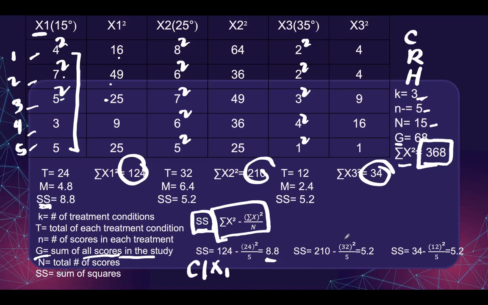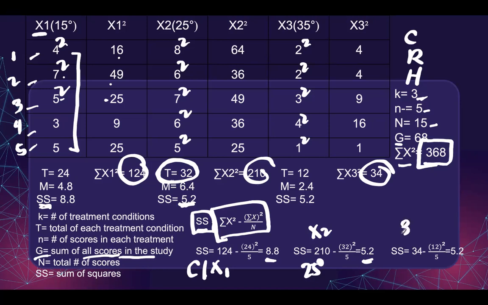Okay, and then on the normal temperature, or the 25 degrees temperature. So 210 minus the 32, which we got from the total of the scores on the treatment, squared and then divided by 5. We will get a sum of squares of 5.2. Okay, 5.2.